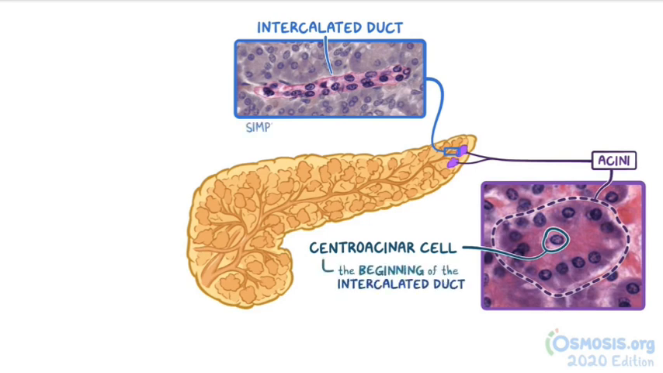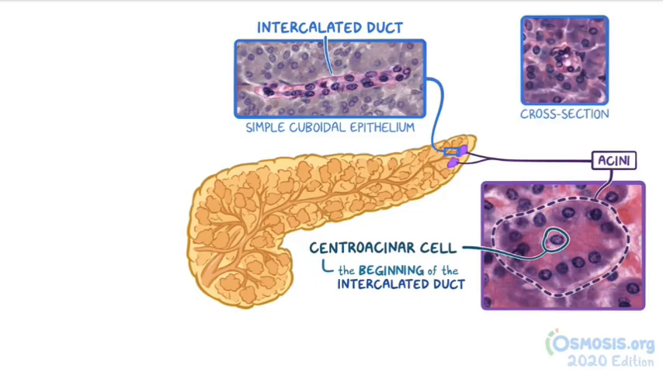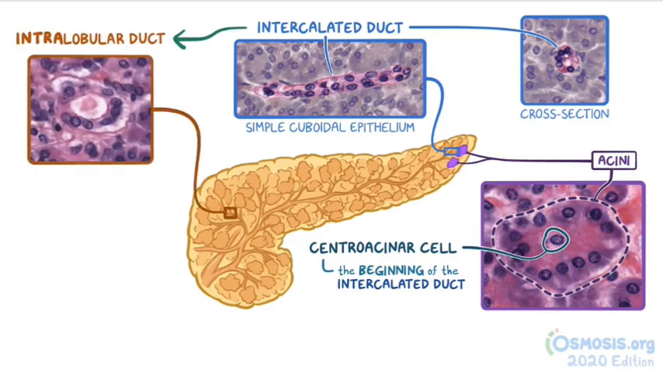These ducts are lined by simple cuboidal epithelium, and can be seen in this image as a linear arrangement of cuboidal cells. And in this cross-section of the intercalated duct, you can see the circular duct that's formed by the cuboidal cells. The intercalated ducts then drain into slightly larger intralobular ducts, like the one here.